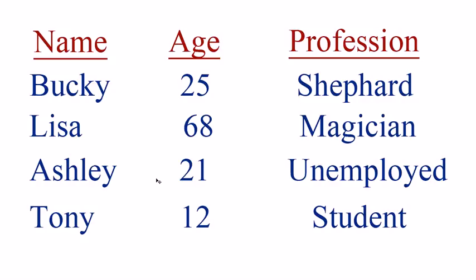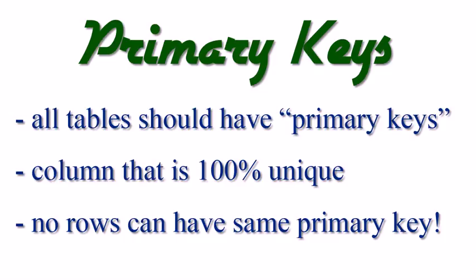How many people named Ashley are unemployed in the United States right now? Probably 5,000, I'm guessing. Well, this isn't a really effective way to make a table because you can have a lot of duplicate entries. You can even have Ashley that's 21 and unemployed. There are probably a couple hundred of those. So instead of just making a table like this, what you need to use is a primary key.